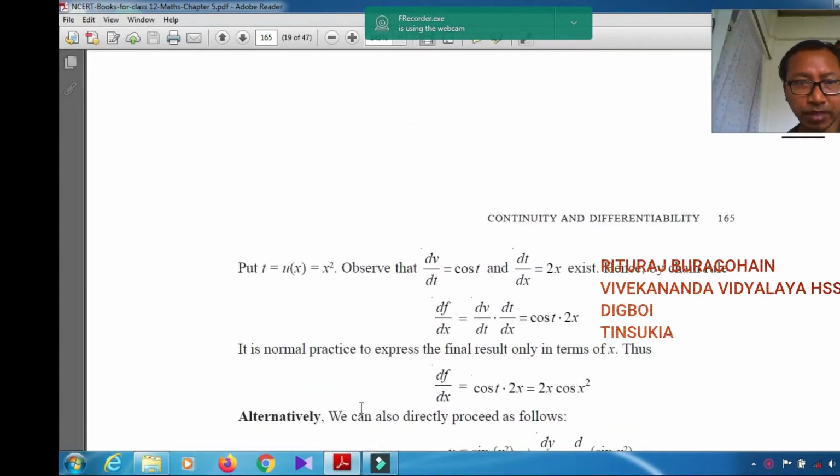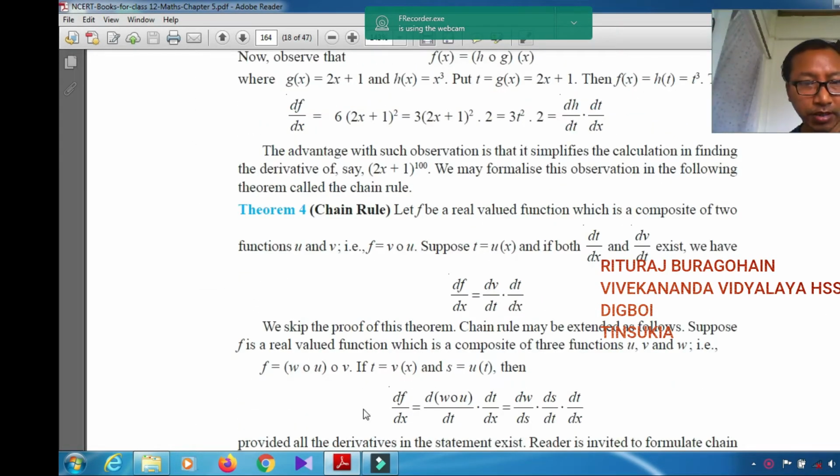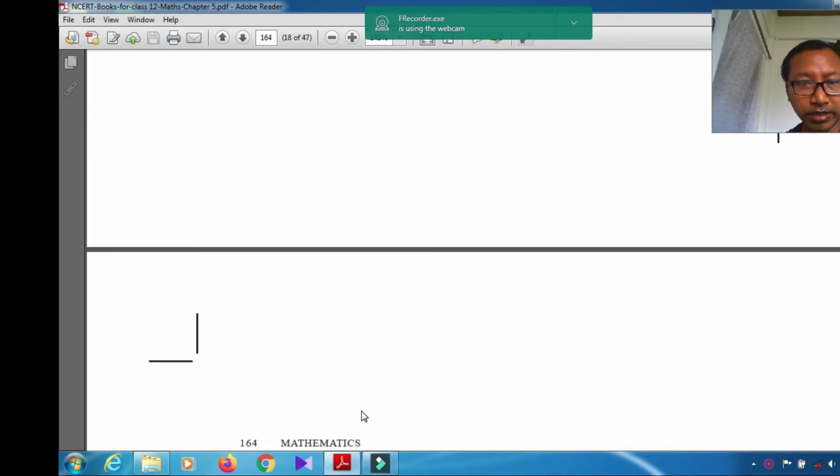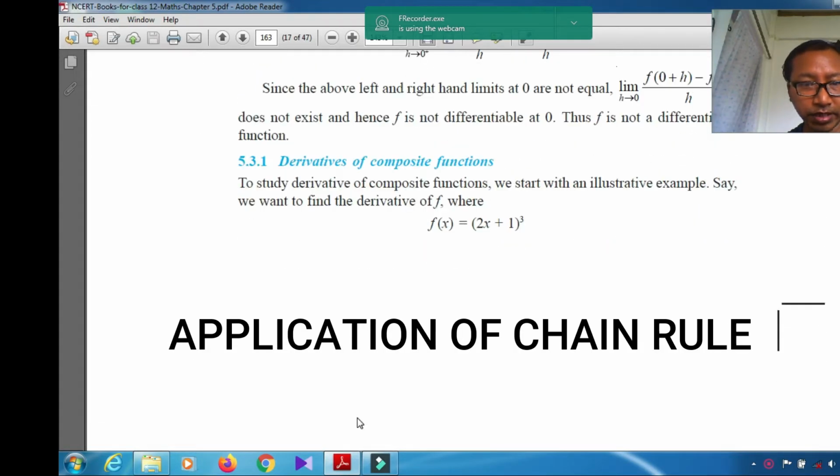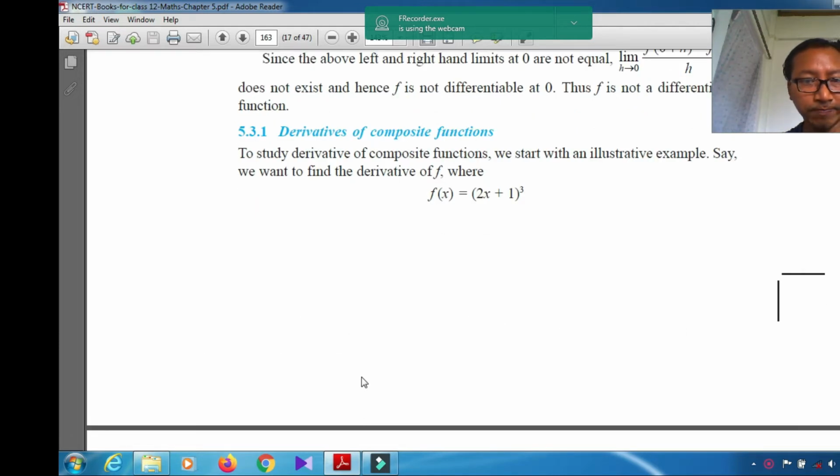Okay, my dear students, we are going to discuss the application of chain rule. We have already discussed the continuity and differentiability of a function at a point. Now our next topic is differentiation of a function. In class 11 we have already discussed the differentiation of simple functions like differentiation of x to the power n, differentiation of sin x, cos x, cot x, tan x, d/dx of e^x, d/dx of log x, etc. Those standard results we got in class 11.